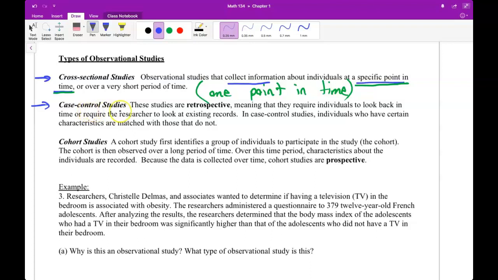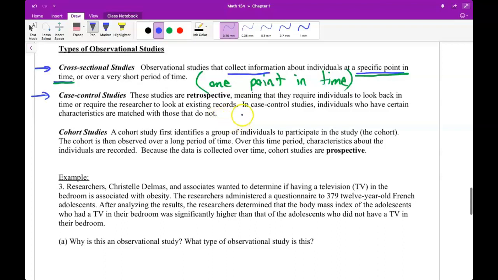Next one, case control studies. These studies are retrospective, meaning that they require individuals to look back in time, or require researchers to look at existing records. So this is related to the past.